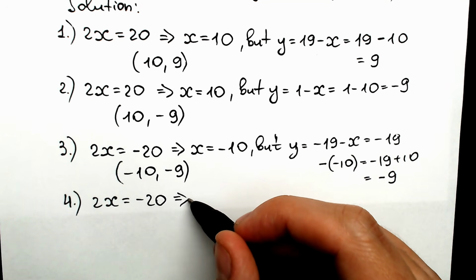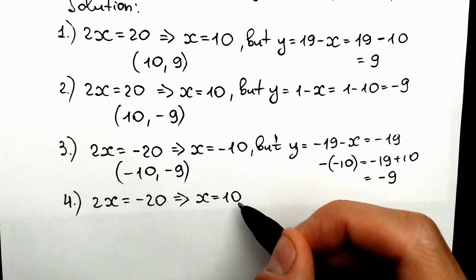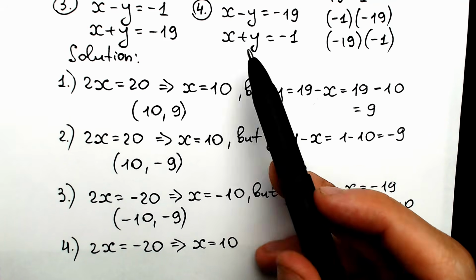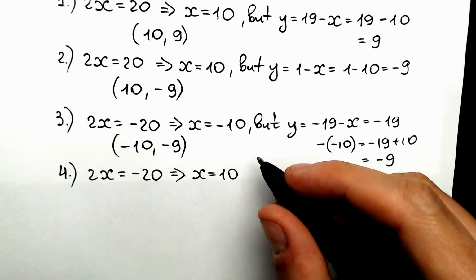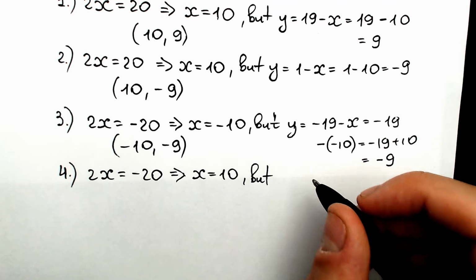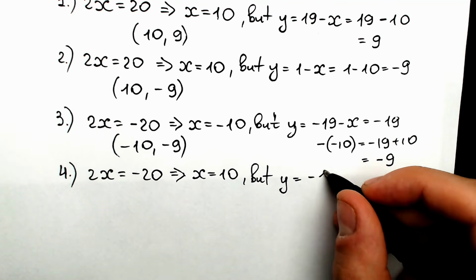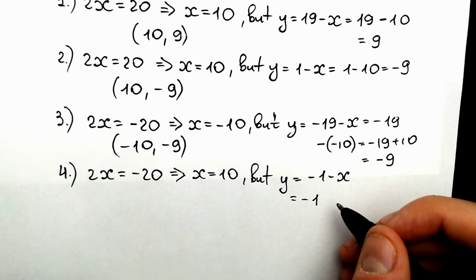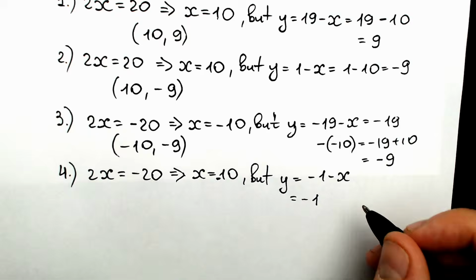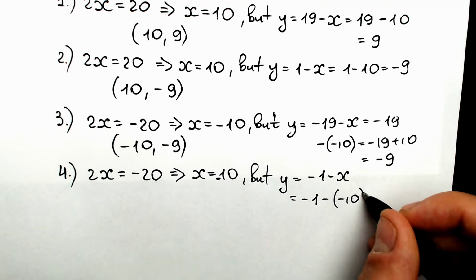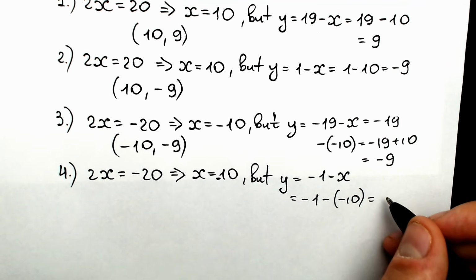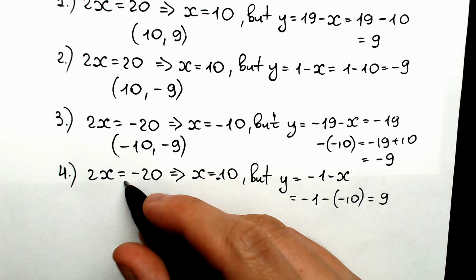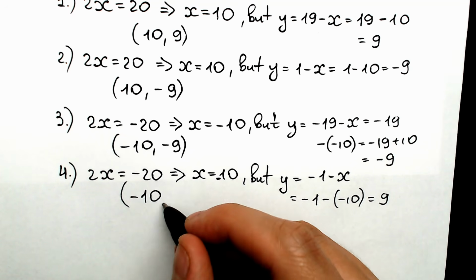And from here, our x is equal to minus 10, so the same beginning, but what about y? Y equal to minus 1 minus x. So what do we have? Minus 1 minus, right here we have minus 10, yeah? Minus 1 minus 10. So we have minus 1 plus 10 equal to 9. So our last pair, we have minus 10 and 9.